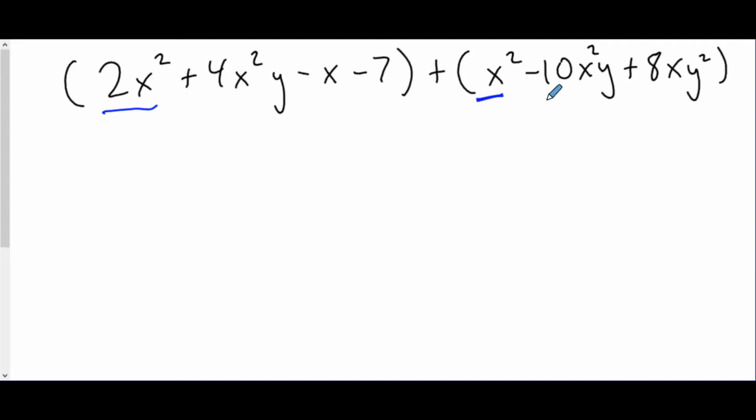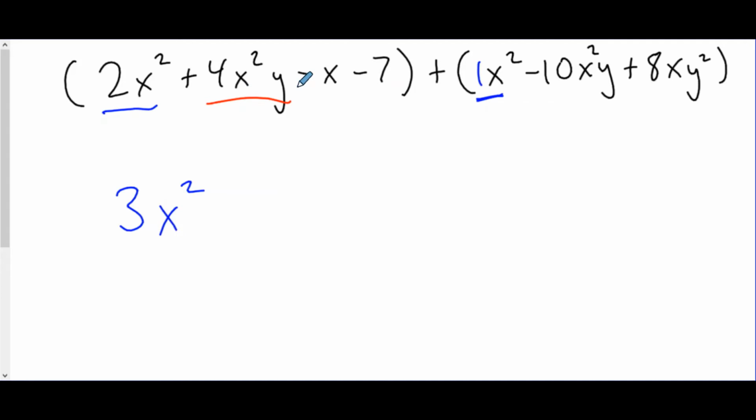Now, notice this term is 4x squared y. Even though it does have an x squared, these are not like terms. The variable part has to be exactly the same. They both do have an x squared, but this term has a y and this one does not. Since this does not have a y, they are not like terms. Only the x squared can be added. So 2x squareds plus invisible 1x squared is a total of 3x squareds.